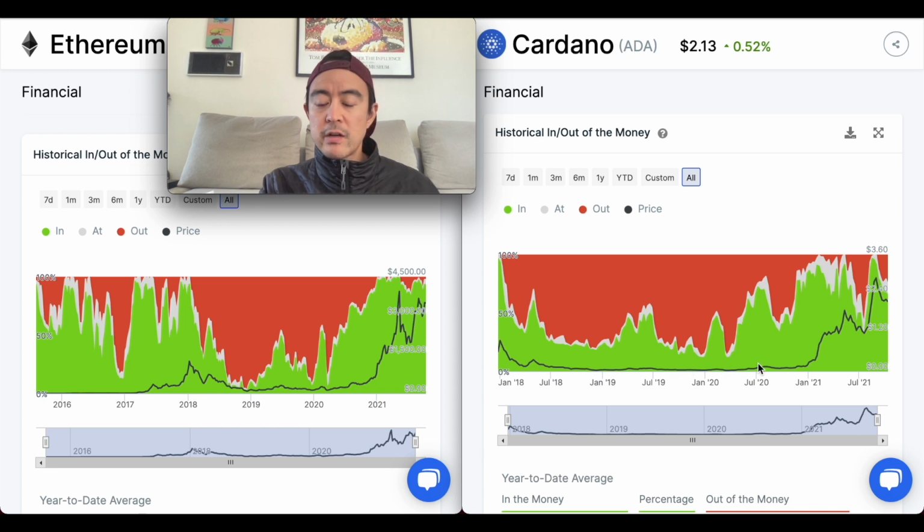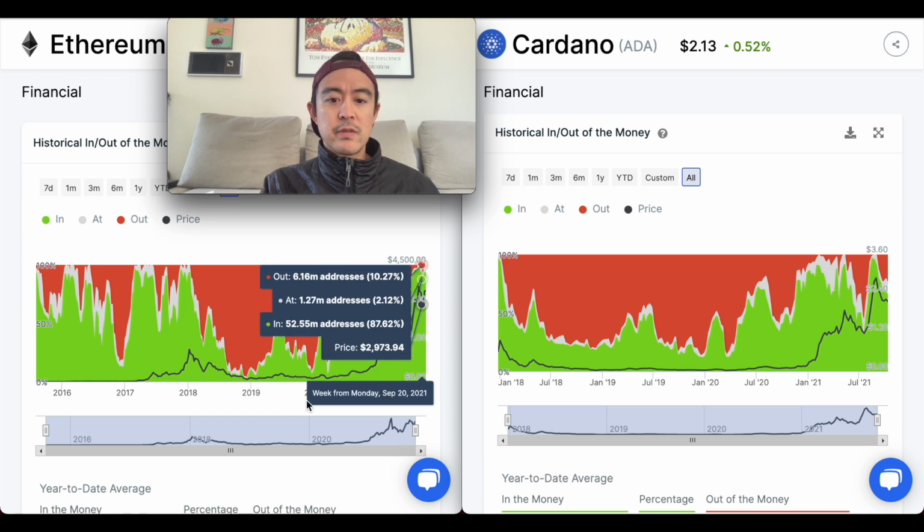So you can see right here, this line right here, this is the price of Cardano. And as you can see, when the price goes up, more money comes in and less money comes out, right? It makes sense. And it just shows that when the price goes up, obviously, you're going to potentially profit more. And this is what this graph basically shows you.